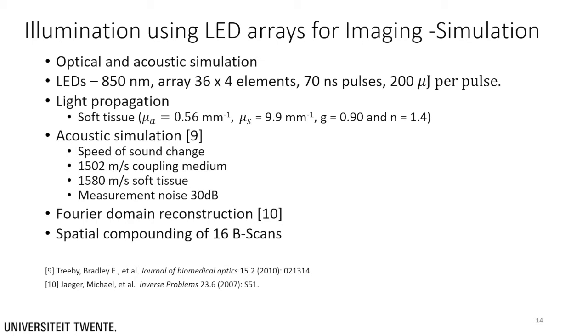Acoustic properties, including the speed of sound, the density and attenuation, were modeled. And in addition, 2 different speeds of sound were used for the phantom and the coupling medium to see its effect in the reconstructed image. In reconstruction, a constant speed of sound was used. The tomographic image was formed by spatial compounding of B-scan images obtained from 16 different angles.